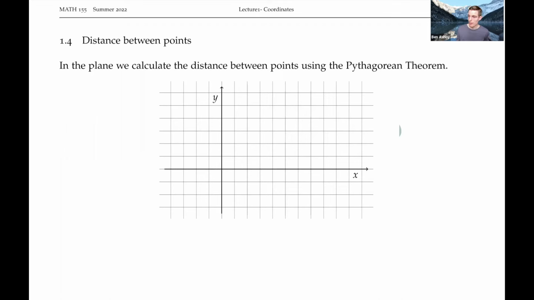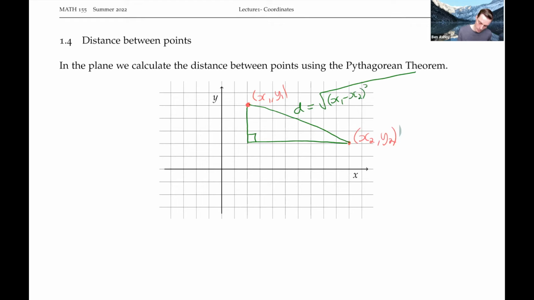Well, we can just make a right-angled triangle in that space and apply the Pythagorean theorem. So for example, if we have a point given by x1, y1, and another point over here, x2, y2, we can join these 2 points up to make a right-angled triangle. And then we can work out the distance, d, as being the square root of (x1 minus x2) squared plus (y1 minus y2) squared. Why is that the case?